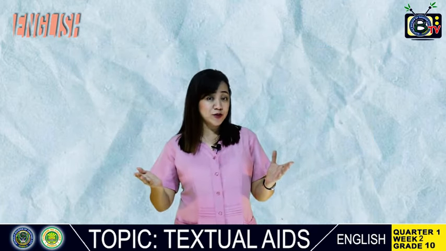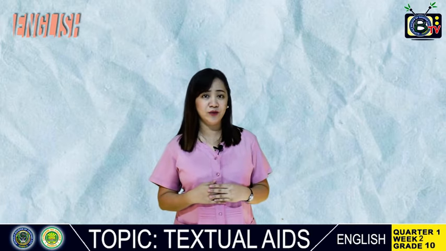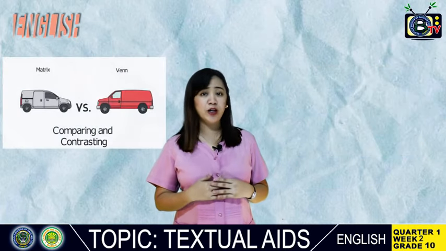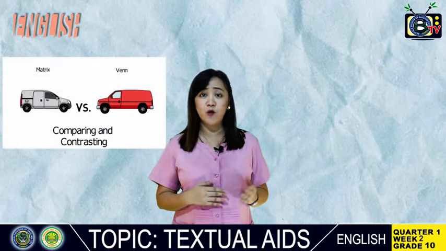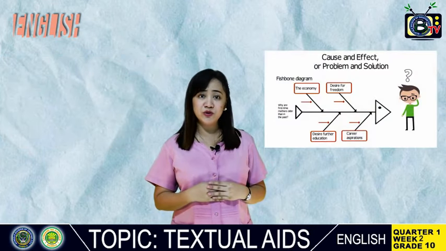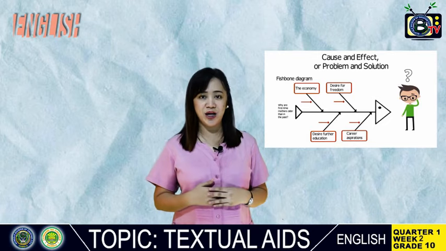Can you recall the types of graphic organizers shown in the video? For brainstorming, you may use mind maps and cluster diagrams. For comparing and contrasting, you may use a matrix or Venn diagram. For showing cause and effect or problem and solution, you may use a fishbone diagram.